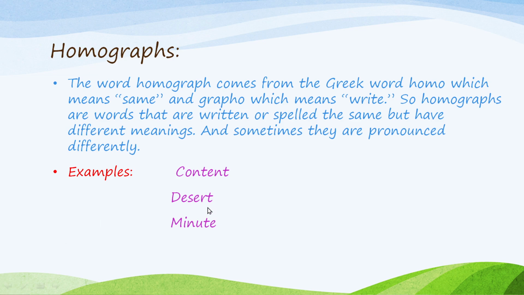Next is this word. If I pronounce it as "desert", it means a hot, arid region. At the same time, when I pronounce it as "desert", it means to leave or to abandon. Now let's take the third example with the same spelling but different pronunciation. When I say "minute", it means a time span of 60 seconds. But when I say "minute", it means extremely small.